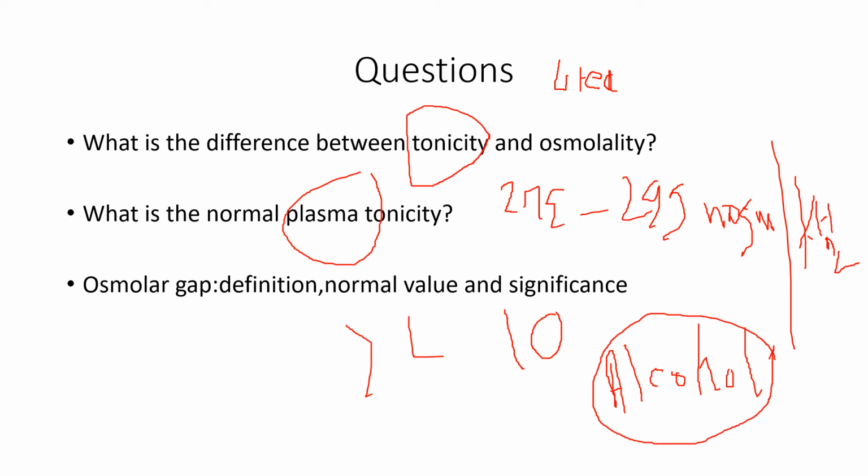Another importance of osmolar gap is to differentiate between acute and chronic renal failure. In acute renal failure, the osmolar gap is less than 10, but in chronic renal failure, it is increased, and this is simply due to the accumulation of toxins in the blood.